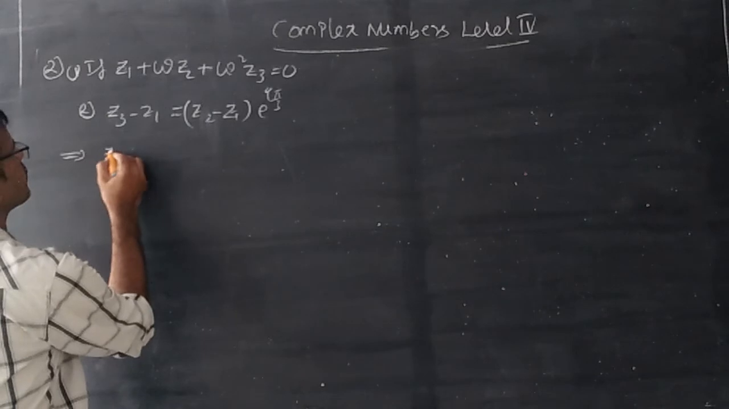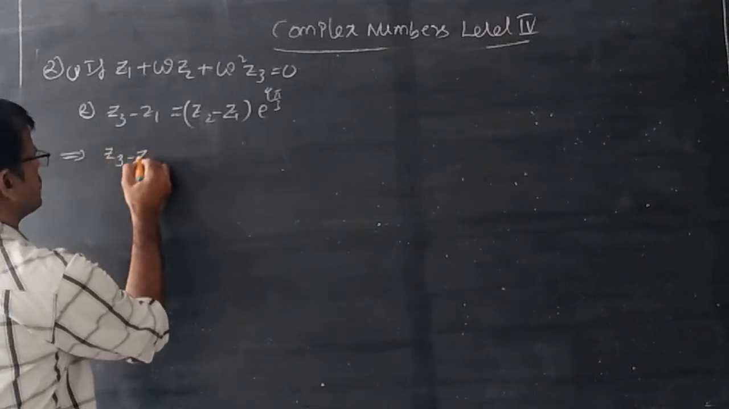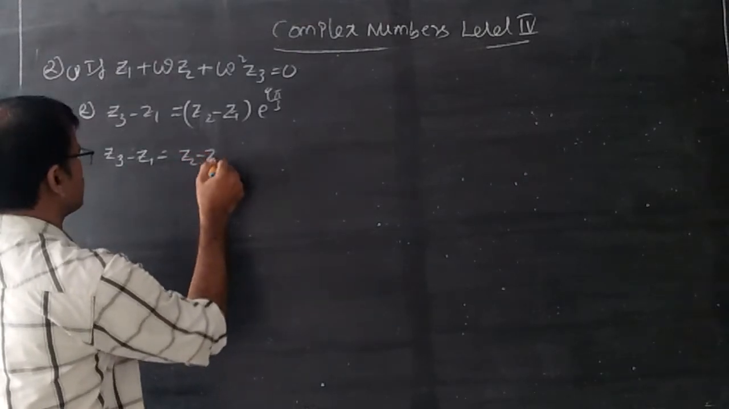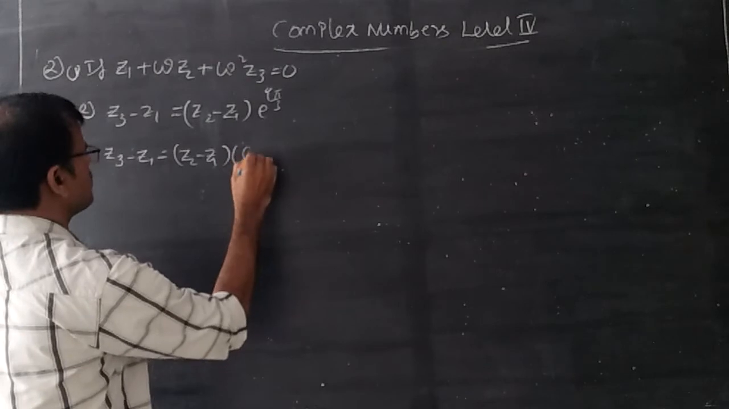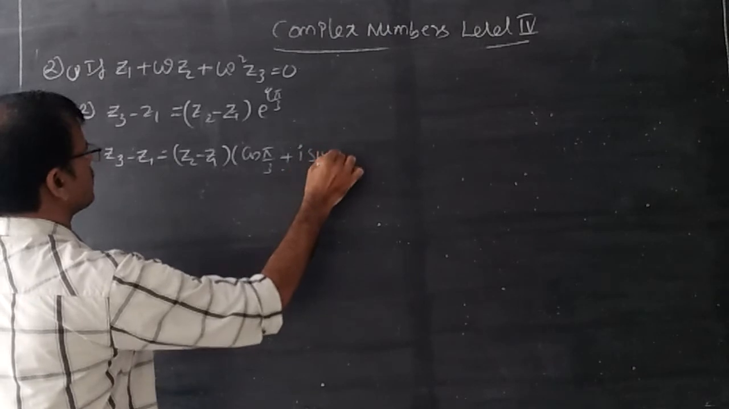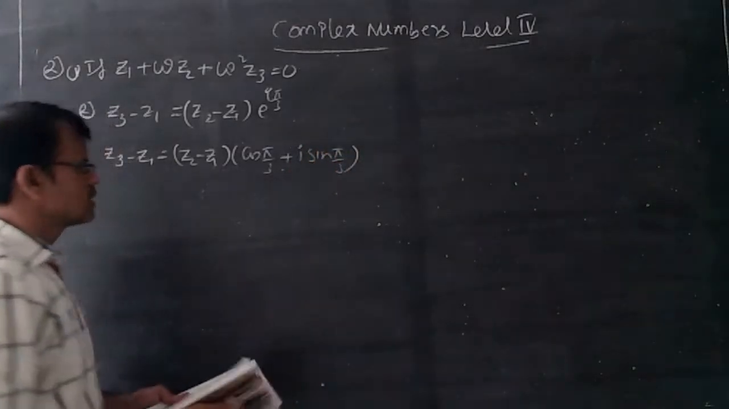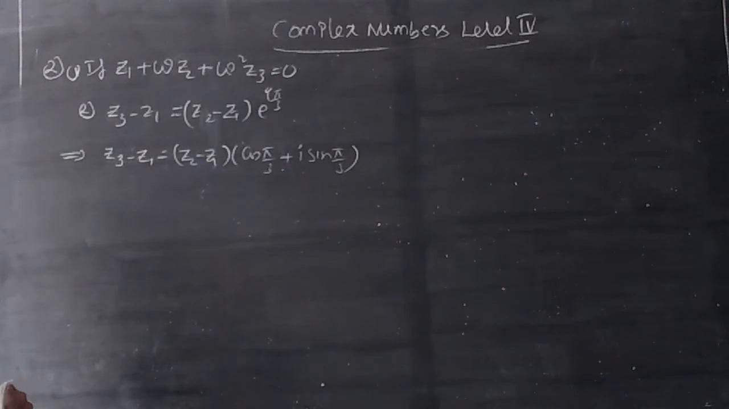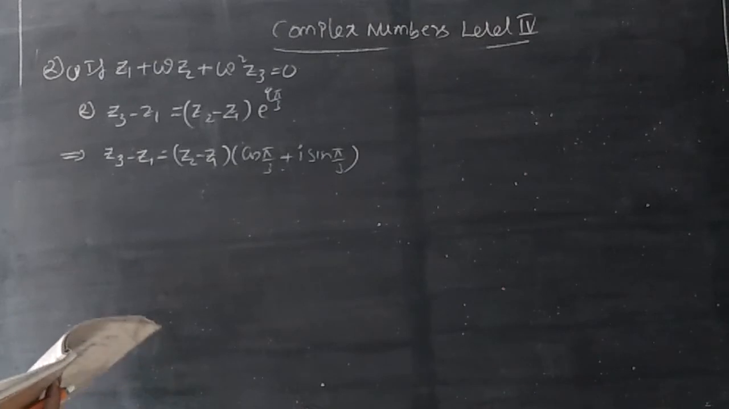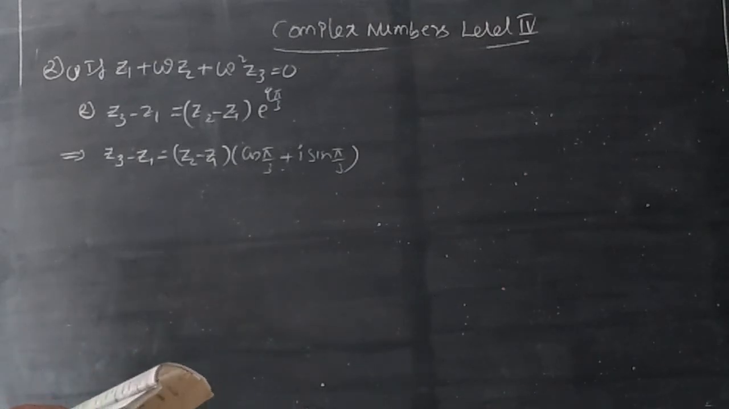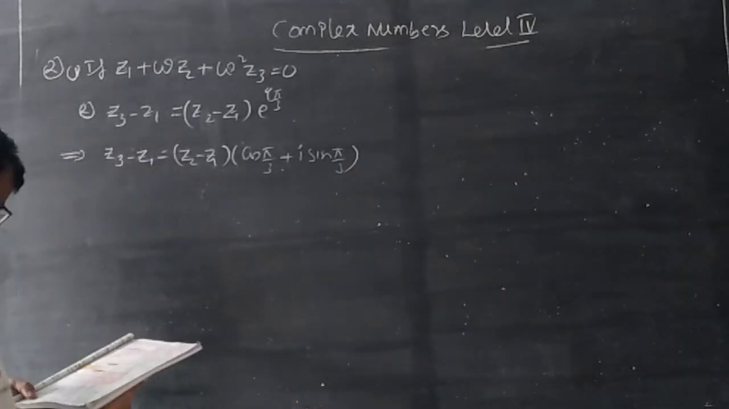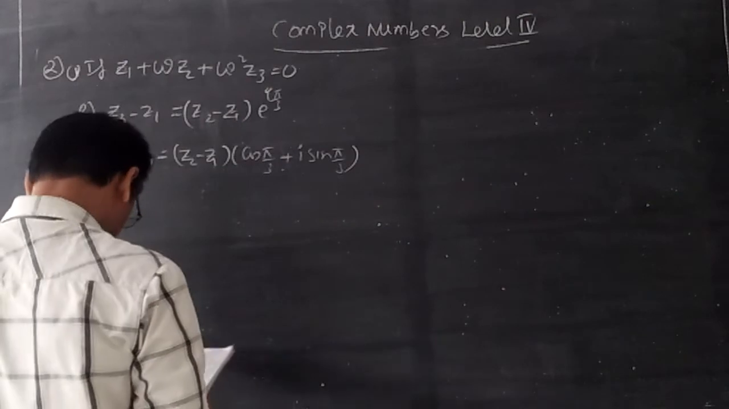z3 minus z1 is equal to z2 minus z1 into e power i pi by 3, meaning cos pi by 3 plus i sin pi by 3. So 1 by 2 plus i root 3 by 2. It is nothing but minus omega square.